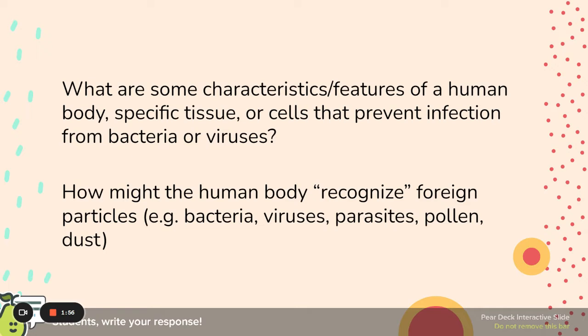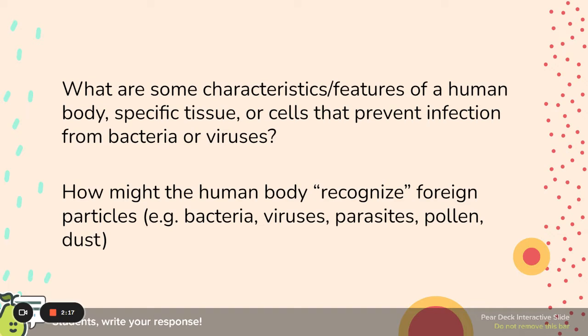So, this first question here is asking about characteristics or features that could be found in the body as a whole, specific tissues or cells that would help prevent infection by some kind of pathogen. And a pathogen is something that can cause disease. So, bacteria, viruses, parasites, all of those would be examples of a pathogen.